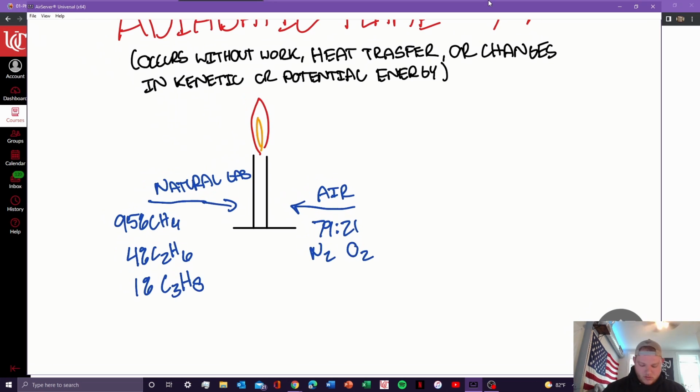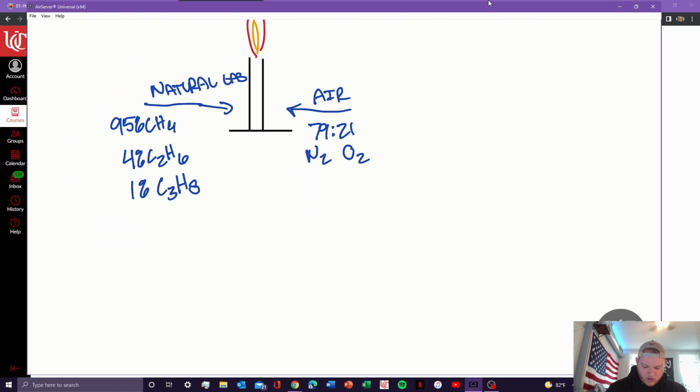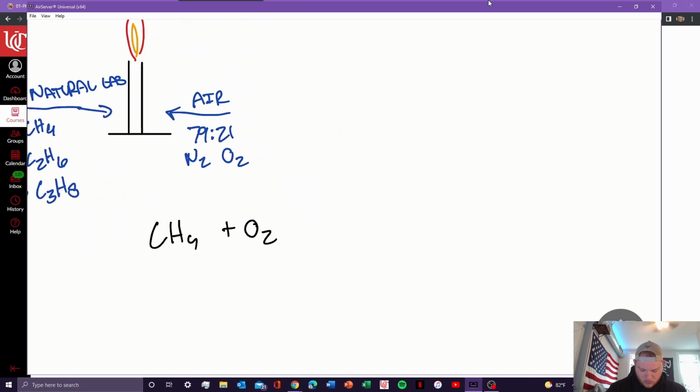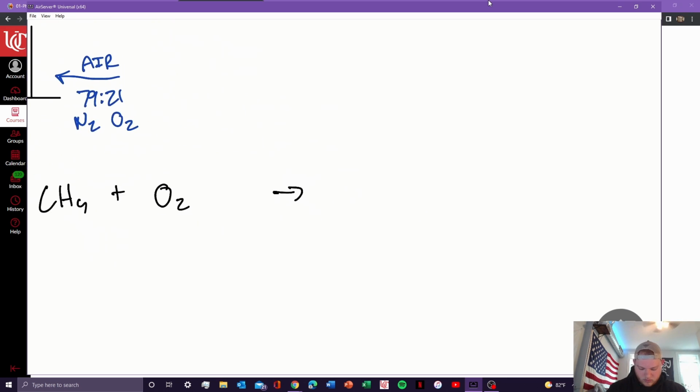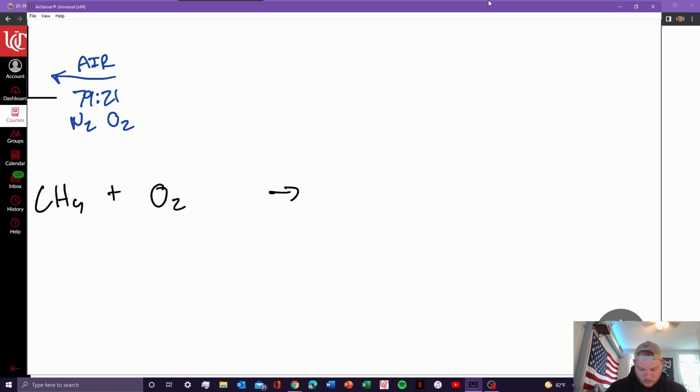So this combustion reaction is going to look something like this. We'll just stick with methane for now. It'll be CH4 plus O2. Make room for stoichiometry. It's going to go to CO2 plus H2O.